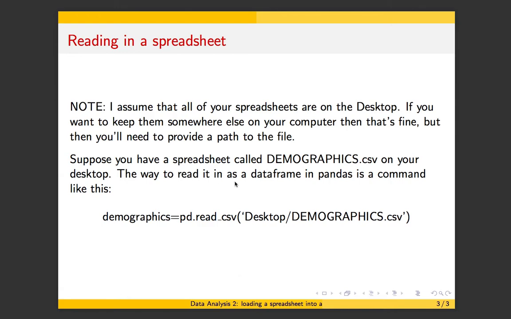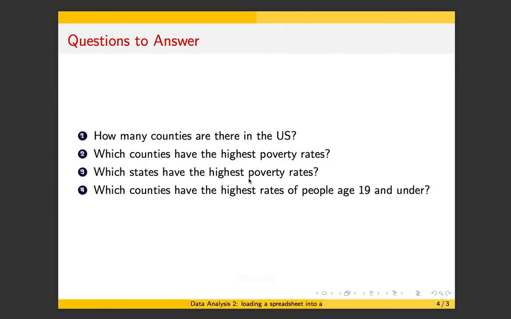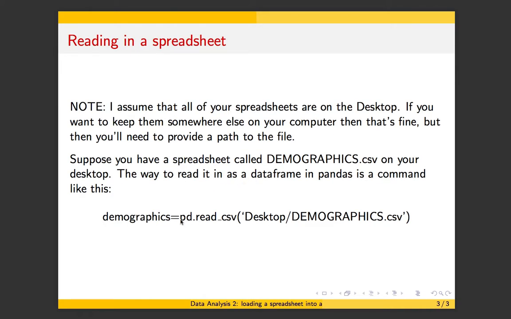So suppose that on your desktop you have a spreadsheet called all caps demographics.csv. The way that you have pandas eat that and process it as a data frame is like this. This command here, so pd for pandas, read_csv. What that does is that grabs that CSV file and processes it as a data frame. So here's the file you're asking it to process.